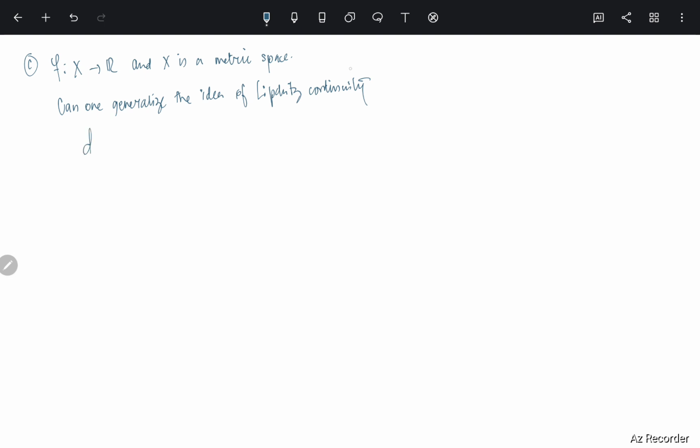Once it is a metric space, it has a metric, right? So basically what you do is this: d of f(x), f(y) should always be dominated by M times the distance of x and y. And since this is in R, this can be written like this: |f(x) minus f(y)| is less than or equal to M times the distance between x and y. So you can generalize the concept like this. Of course, you can replace R by another metric space Y, and then this definition should work.